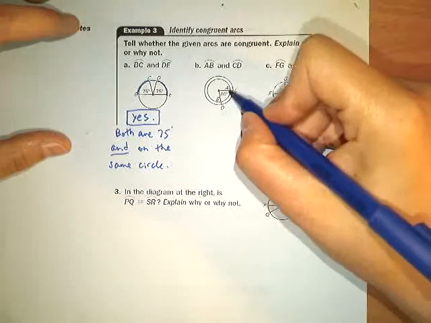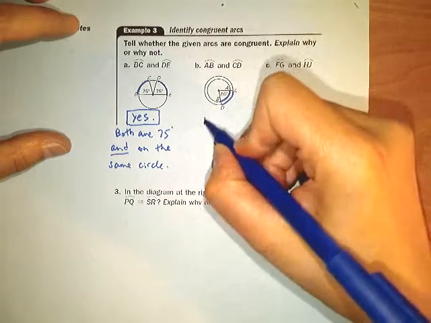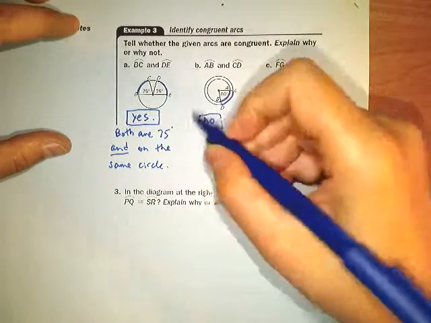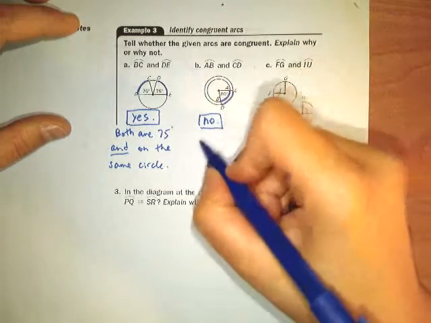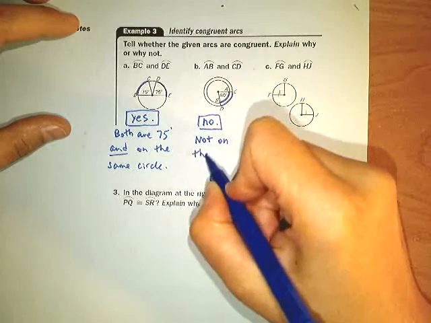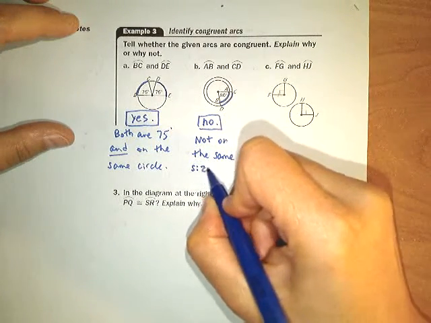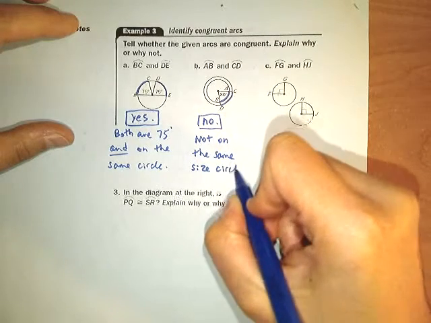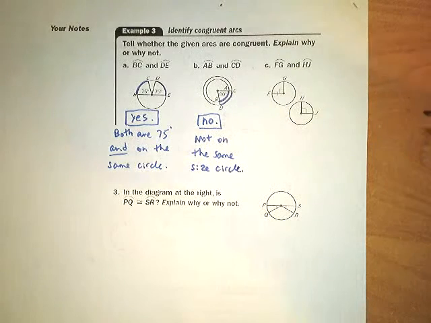Okay, so how about AB and CD? Well, I'd have to say no. They are both 80 degrees, but they are not on the same circle, or the same size circle, I should say. So even though they're both 80-degree arcs, it doesn't work. They're not congruent arcs.